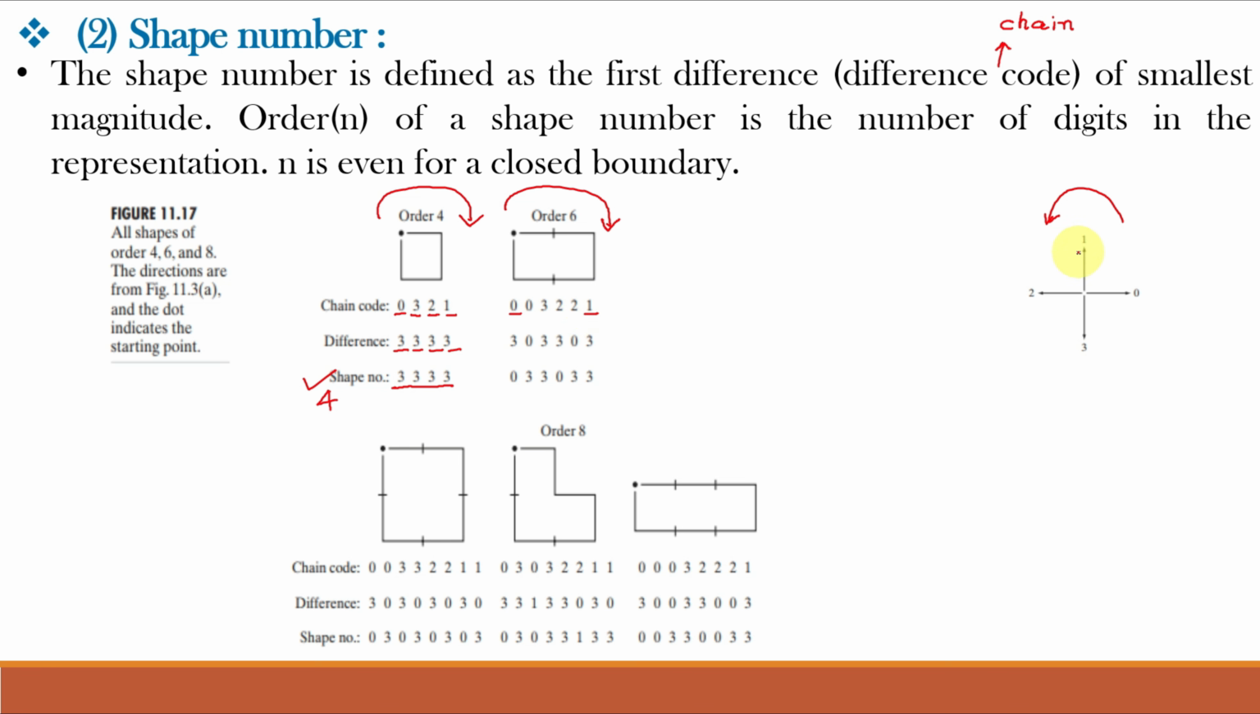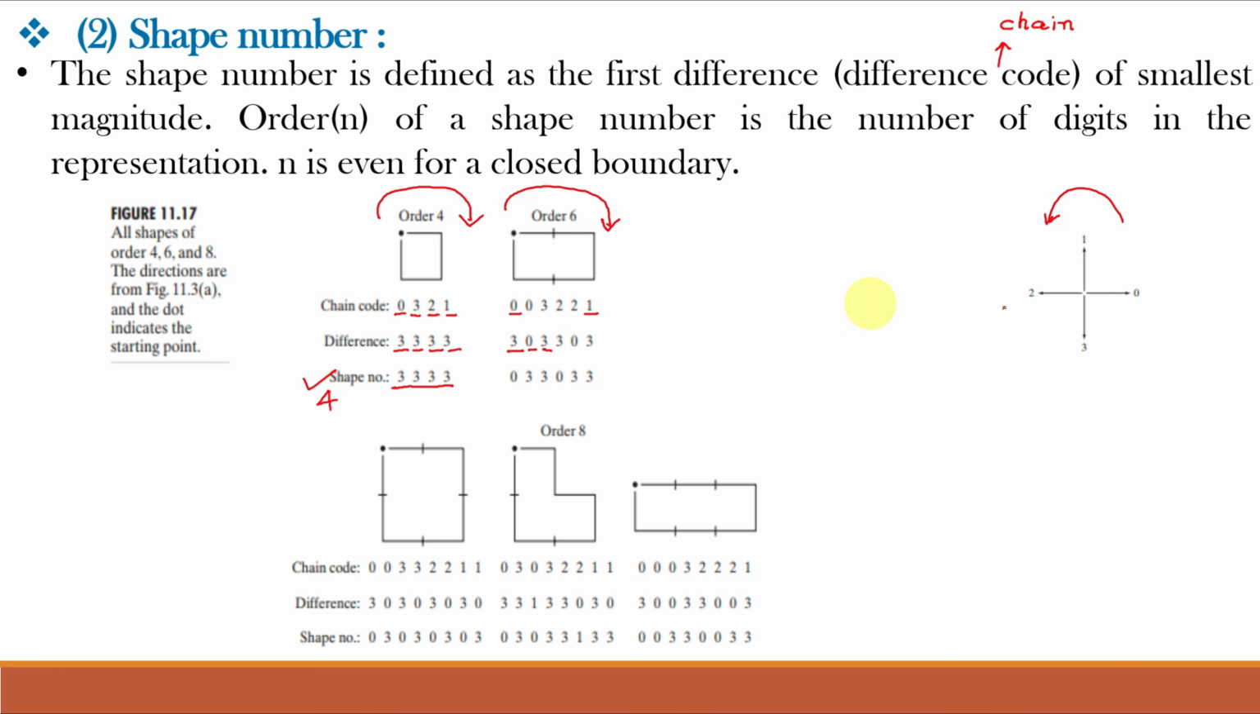So how many directional changes are required while going from 1 to 0? 1, 2 and 3. So first will be 3. Next, going from 0 to 0: no directional changes are required, so we will write 0 as it is. Next, going from 0 to 3: 1, 2 and 3, so we will write 3.